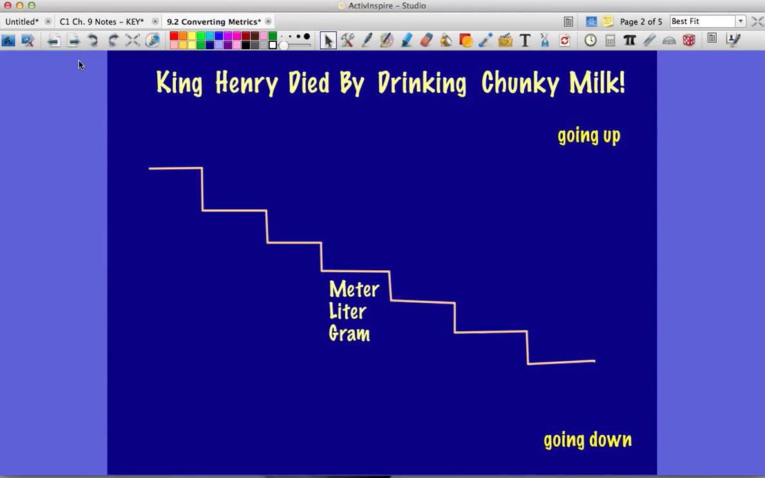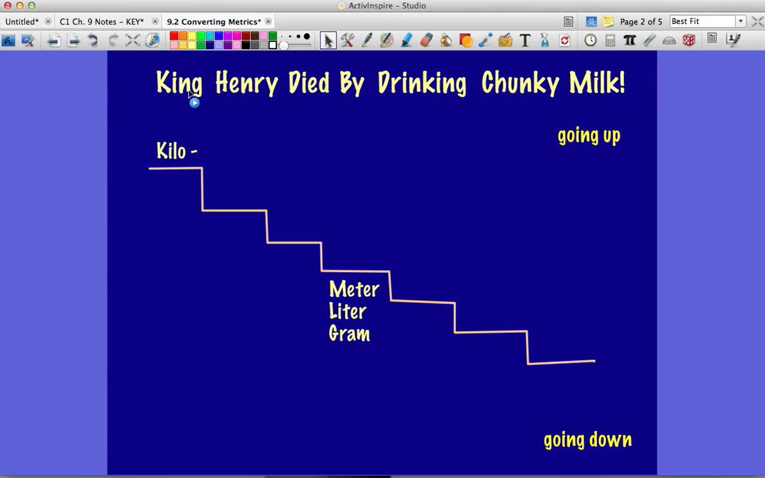When we're converting with the metric system, the first thing we need to know is all the prefixes in the metric system. Prefixes are small parts of a word that go in front of a base word to give it another meaning. So in this case, we use the sentence, King Henry died by drinking chunky milk. This will help you remember the order of those prefixes.